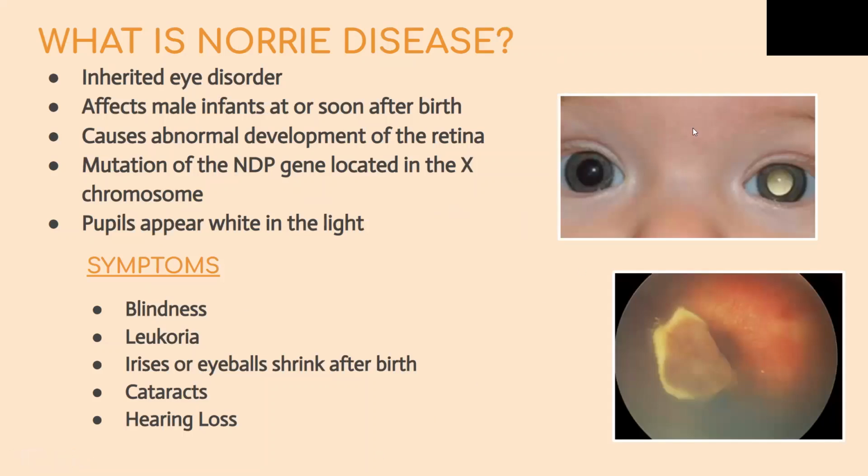After learning about the function of the cell pathway, let's put everything into the context of a real disease. An example is Norrie's disease. This is a genetic eye disorder that occurs due to a mutation of the NDP gene on the X chromosome. It affects male infants before or after birth and causes irregular development of the retina. Symptoms include blindness, cataracts, which is clouding of the lens like the image shown, shrinking of the irises or eyeballs after birth, and more.